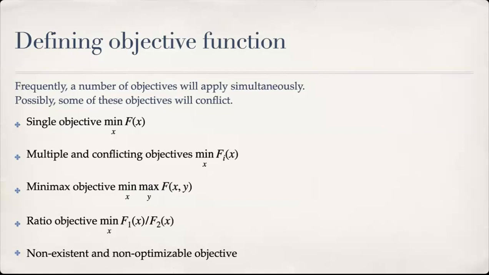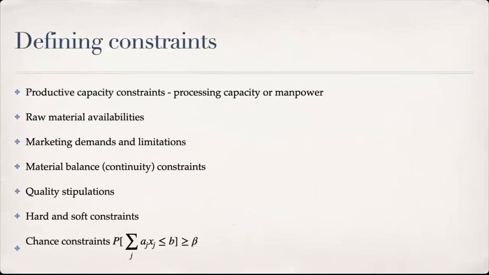And the last one is that a non-existing and non-optimizable objective is useless. The next one is defining constraint.